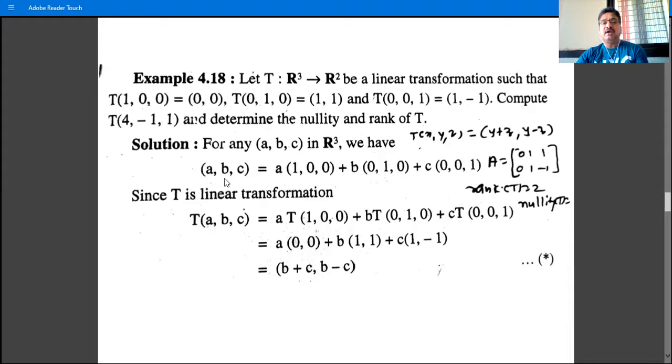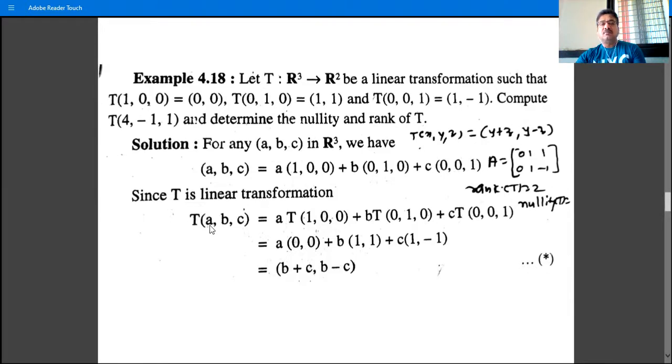And for that, we express (x, y, z) as a linear combination of these three vectors: (1, 0, 0), (0, 1, 0), and (0, 0, 1). So write (x, y, z), suppose (x, y, z) belongs to R3 be any element. Then (x, y, z) is what? x times (1, 0, 0) plus y times (0, 1, 0) plus z times (0, 0, 1).